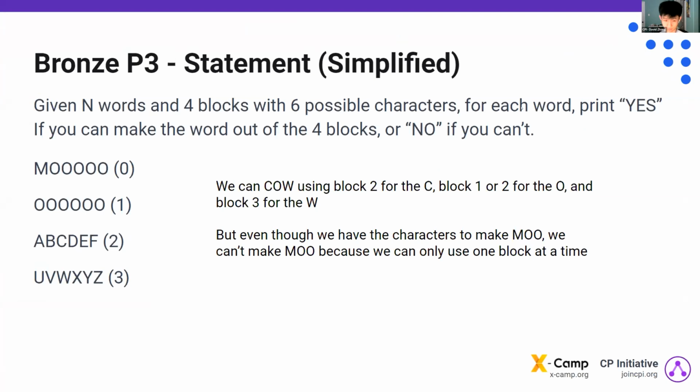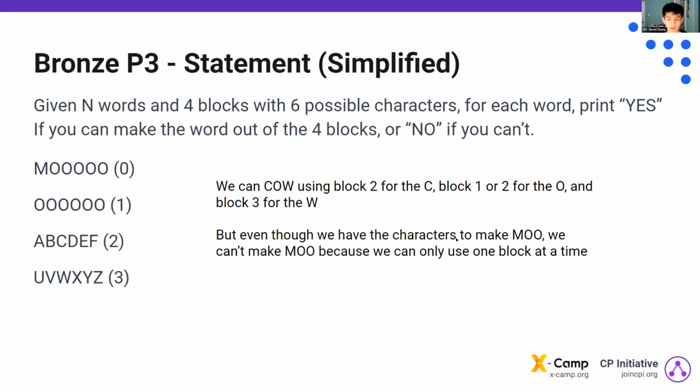And so for the first word, for example, cow, you can make the word using block 2's C, block 1 or 2's O, and then block 3's W. So basically you can select each face of the block as a possible letter to use, and then you can construct your words as you want.